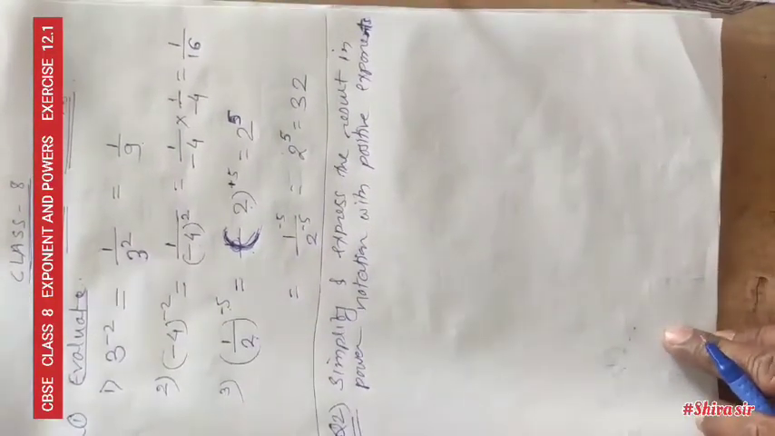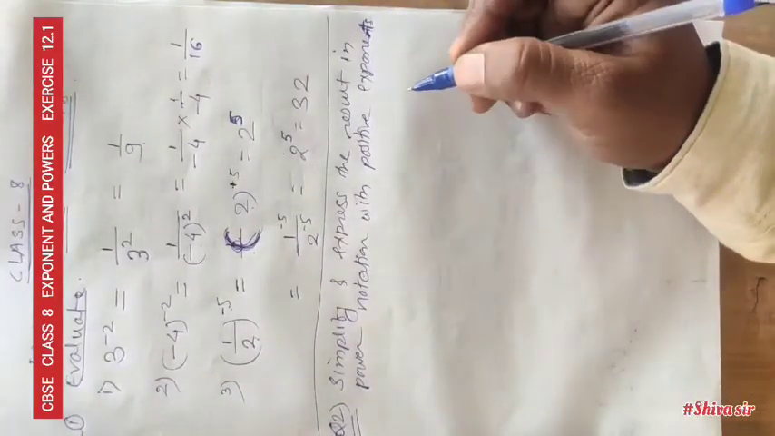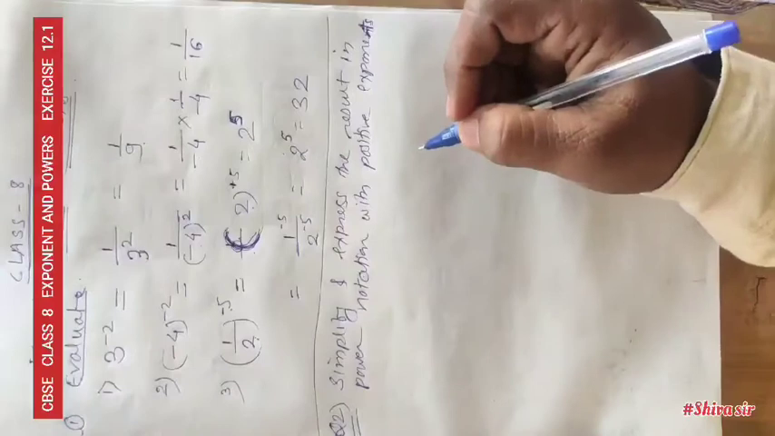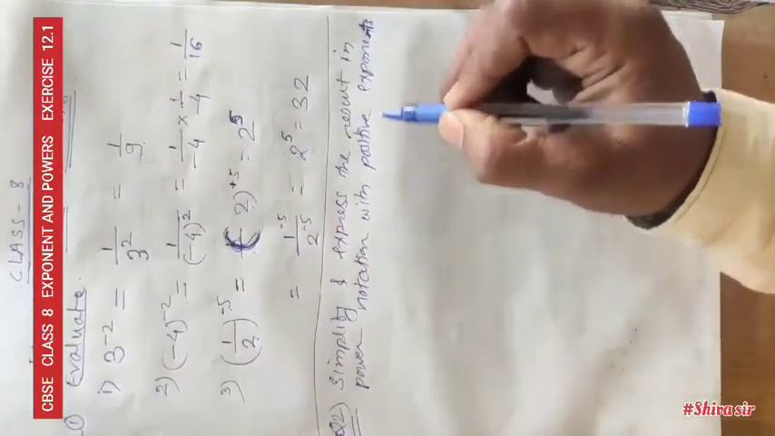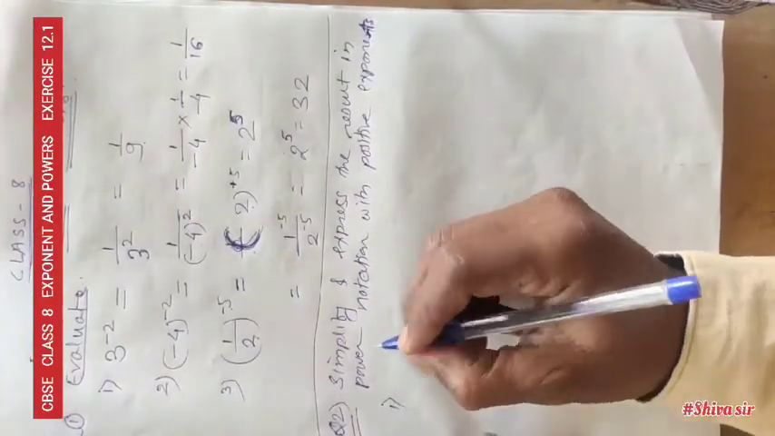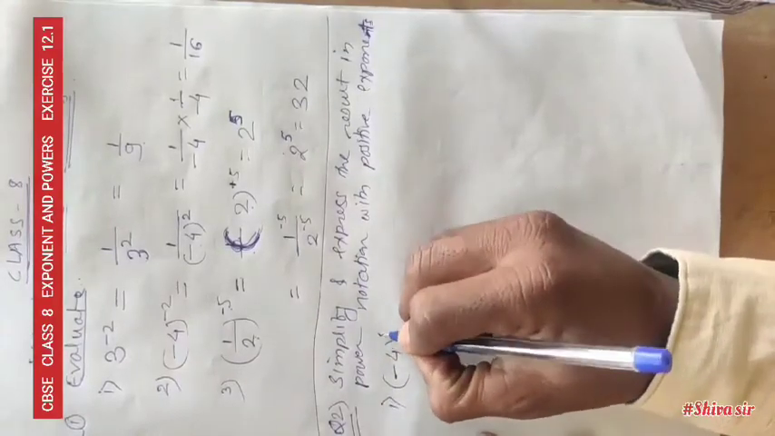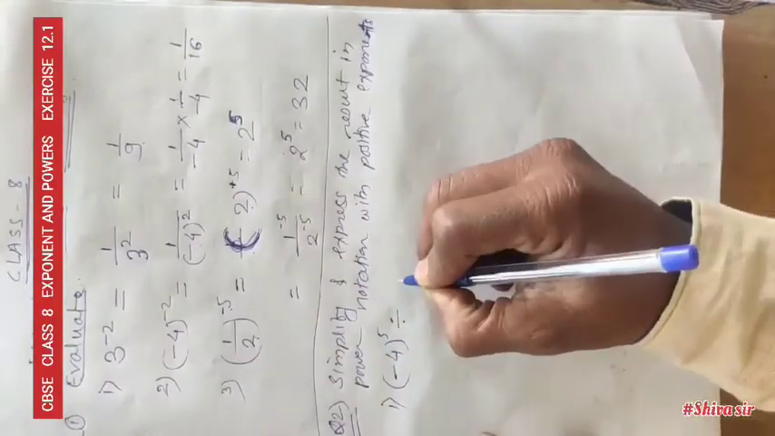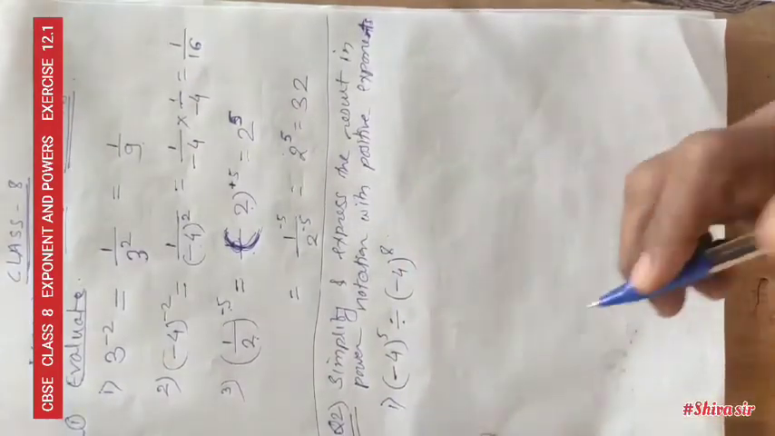Now our second question is: simplify and express the results in the power notation with positive exponent. So we simplify the given examples, express the results in power notation, and also write the positive exponent. Our first question is minus 4 raised to the power 5 divided by minus 4 raised to the power 8.